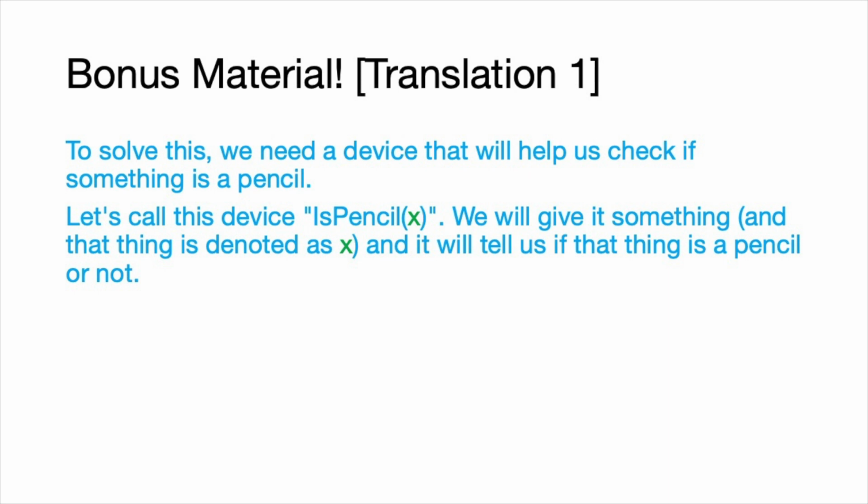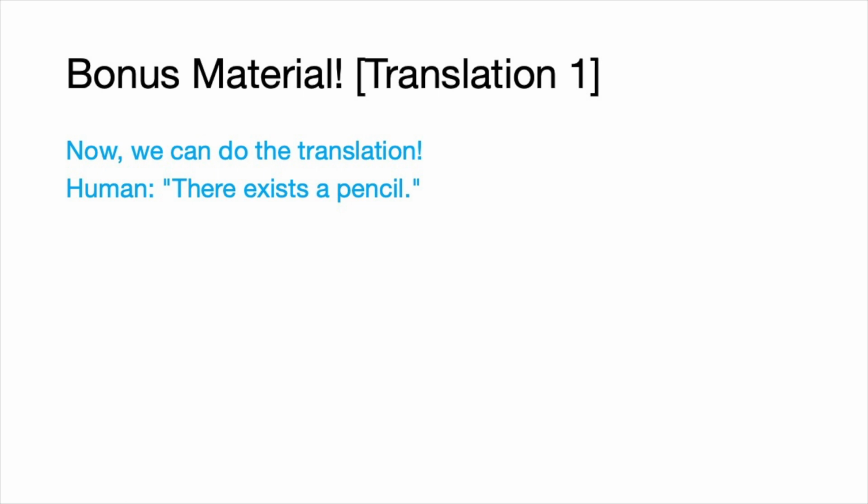So basically we can call this device isPencil and input X, and we will give it something denoted as X, and it will just tell us if that thing is a pencil or not. And so now we can translate. You can pause here just to work it out yourself if you would like. First, we will replace "there exists" with a flipped E symbol. The symbols always come with a variable that they describe. So in this case, the sentence becomes "there exists an X where X is a pencil." And now we can replace "X is a pencil" with isPencil(X). And then we're done.